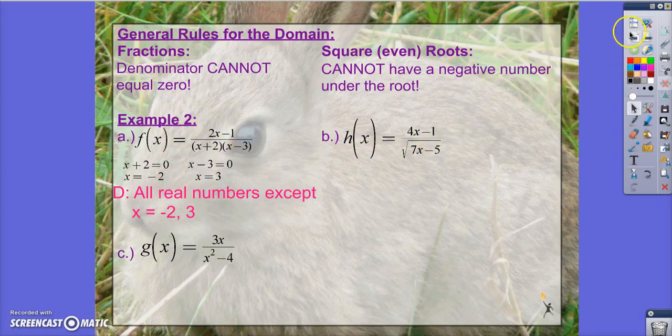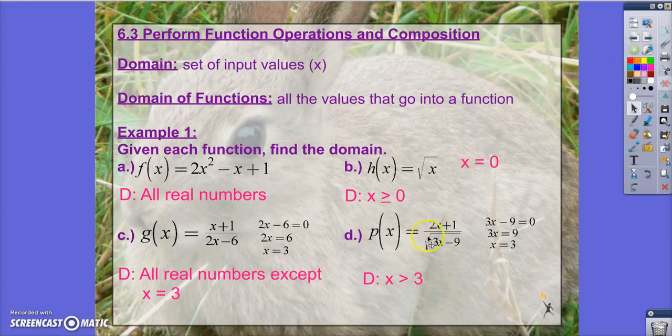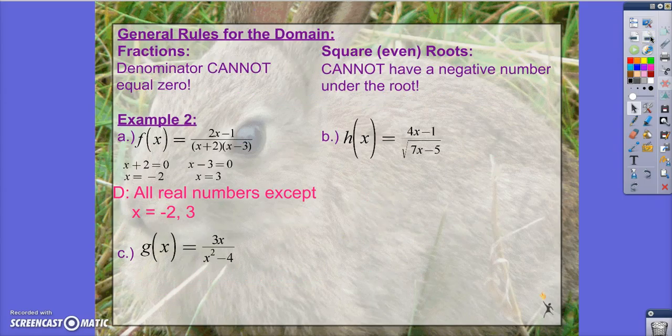B is just like before, a combination of B and C or D here. So use that to help you. We set the denominator equal to 0. 7x minus 5 equals 0. Add 5 to both sides. 7x equals 5. Divide by 7, x equals 5/7.